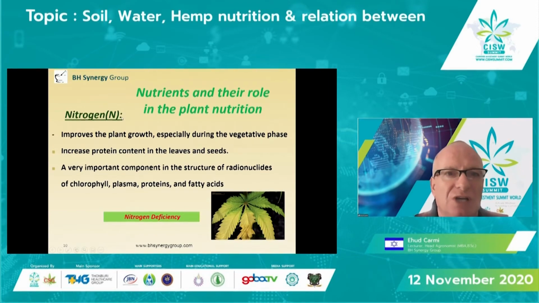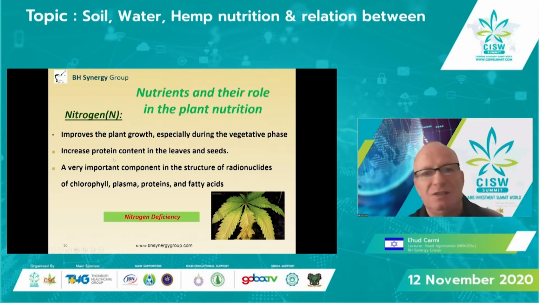First, we'll start with nitrogen. We know that we have more than 70% nitrogen in the air, and it's important not only for us in our meals. It's important for plant growth, especially during its vegetative phase. It increases the protein in the leaves and the seed. It's a very important component for making the cells bigger. It's the most important part of chlorophyll, protein and fatty acids.